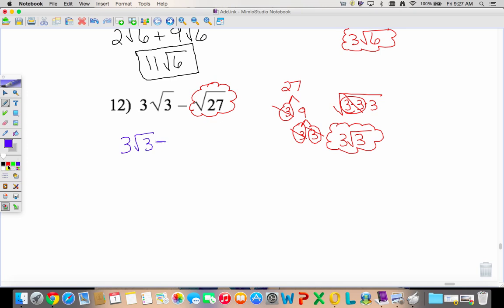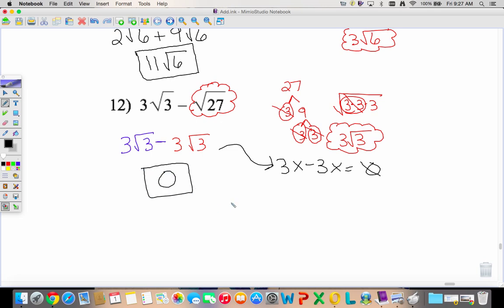So now I'm going to rewrite this. I have 3 square roots of 3 minus, whatever I got in my little bubble, which would be 3 square roots of 3. This right here is equivalent to saying 3x minus 3x. Well, you have 3 positives, you have 3 negatives, so this is just going to give you 0. Same thing here, 3 minus 3, that's going to give you 0, so your answer here is just 0.